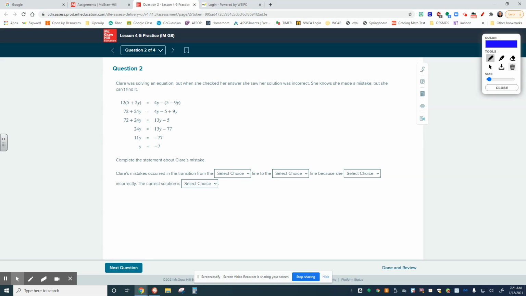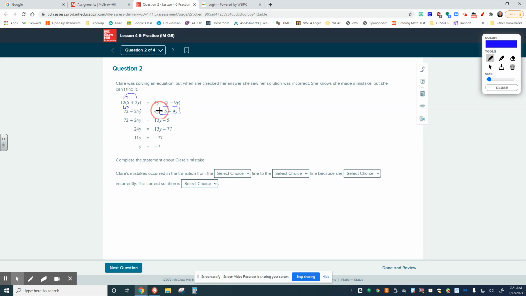So let's go ahead and look through this and figure out, where did she make a mistake? I see 12 times 5 right here, and I know 12 times 5 is 60. Well, there's a mistake right there. And 12 times 2y is going to be 24y, so that's good. 4y minus 5. Looks like she might have done something a little bit different right here.